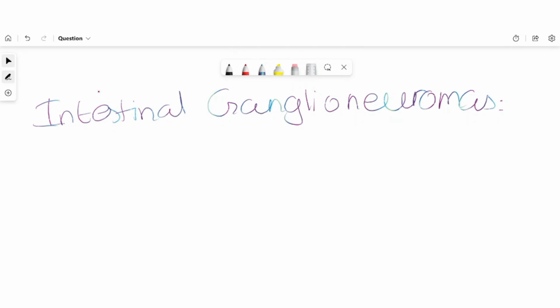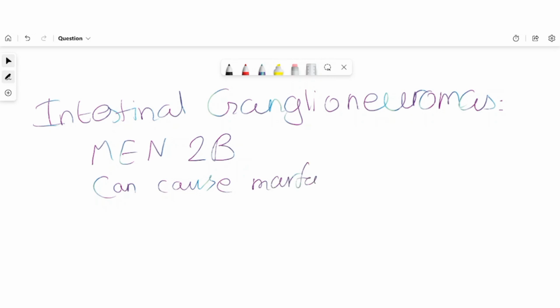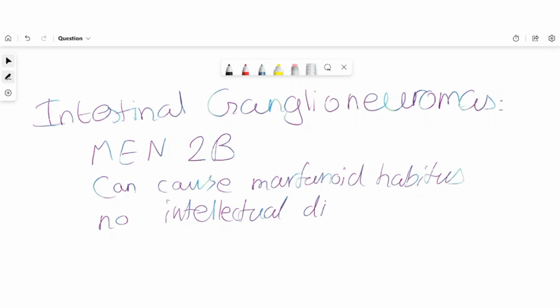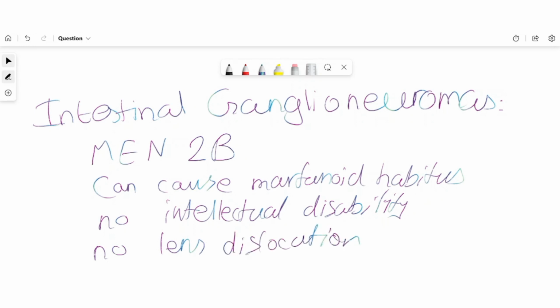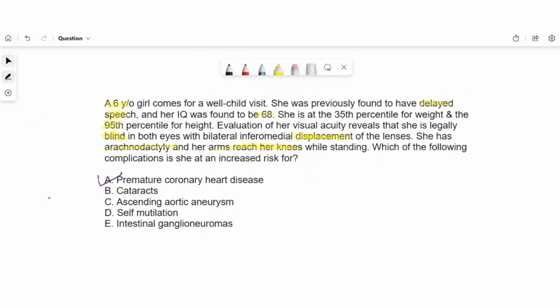Finally, we have intestinal ganglioneuromas, and the reason that this could confuse some people is because this you will see in multiple endocrine neoplasia type 2B. And the thing about this is that it can cause marfanoid habitus. But the differentiating part will be that there will be no intellectual disability here. And also, no lens dislocation. And with that, we have covered our question.